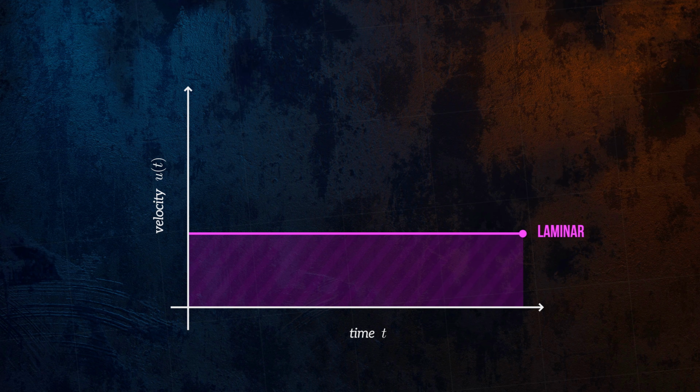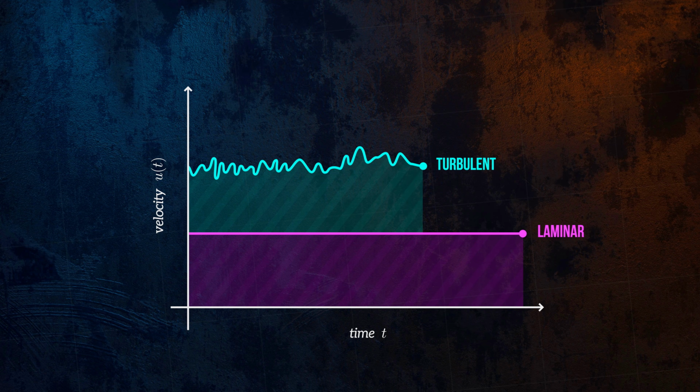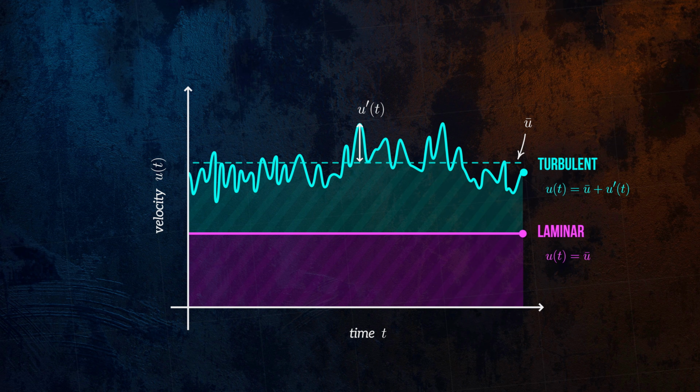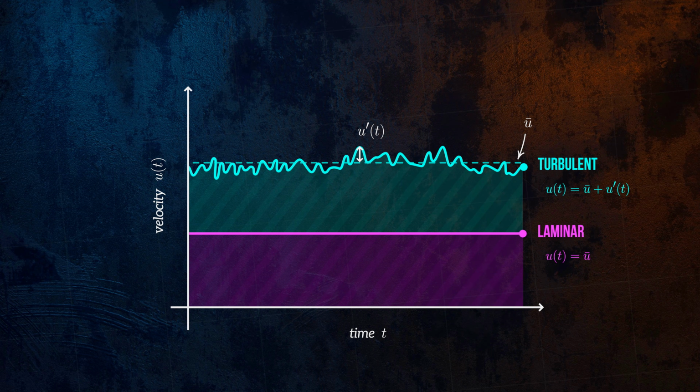For turbulent flow, we'll get data that looks like this. This flow is much more complicated. We can think of the velocity as being made up of a time-averaged component and a fluctuating component. The larger the fluctuating component, the more turbulent the flow. Because of its chaotic nature, analysis of turbulent flow is very complex.